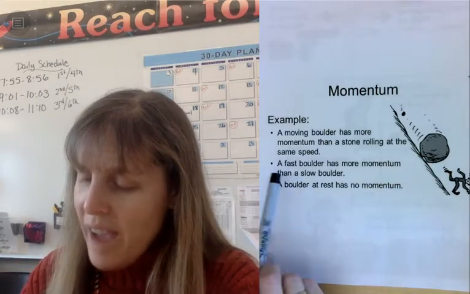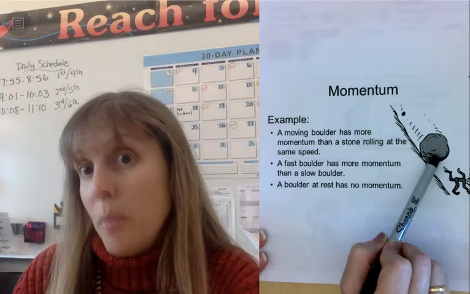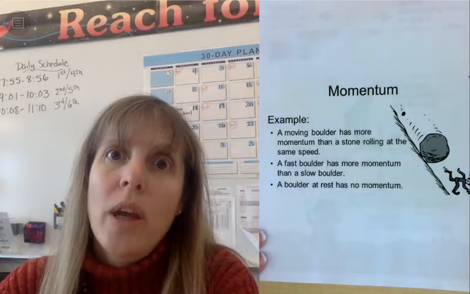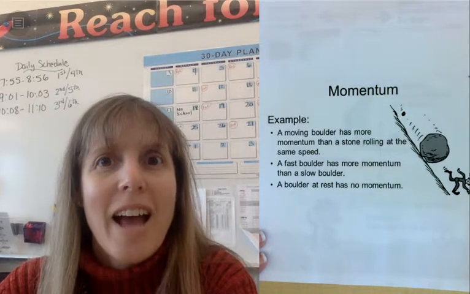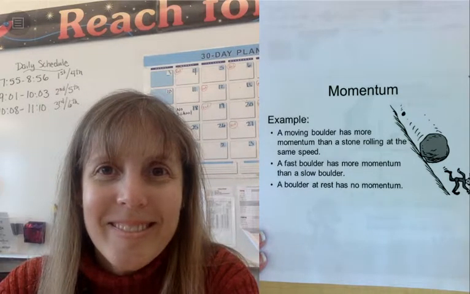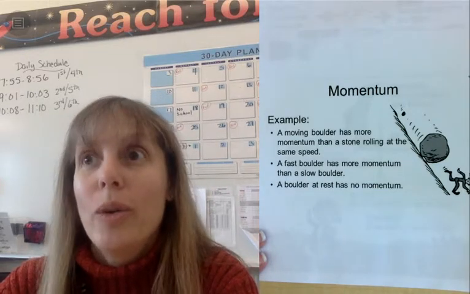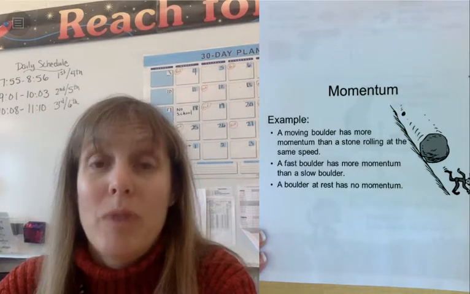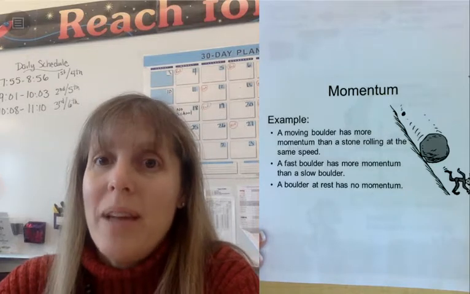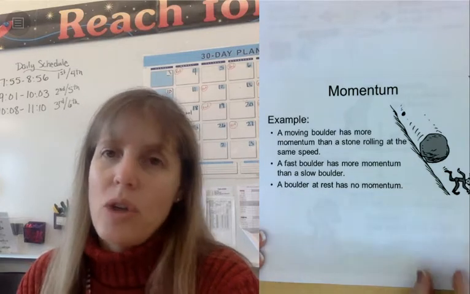A faster boulder has more momentum than a slower boulder also, right? So if it's going faster, it has more momentum. If it's going slower, it has less momentum. Think about when you have last run into a wall. Has anybody ever run into a wall or a window? Okay, when you hit that thing, if you were going slow, it was really no big deal. But if you were going fast, it was a big deal, like it caused a lot of damage, right? Because you had more momentum. So a boulder at rest has no momentum. If it's just sitting there, something has no momentum.